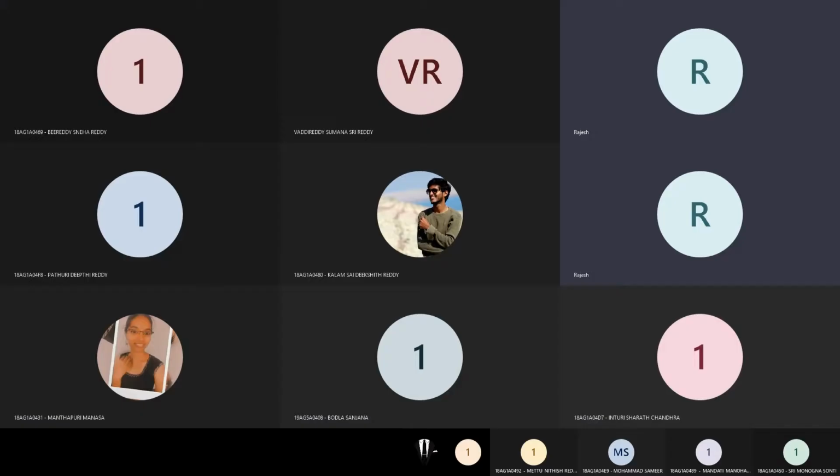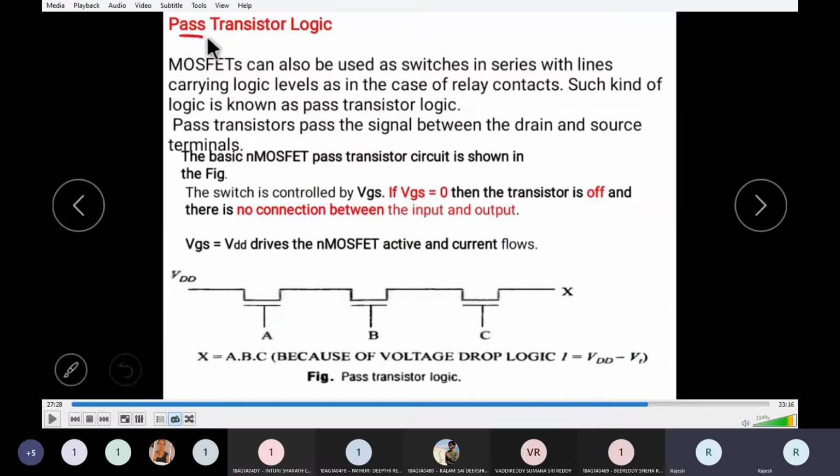We want to design a basic gate called an inverter. An inverter is a NOT gate. As you know, a NOT gate is nothing but inversion of the input. The gate itself gives the inversion of the input.